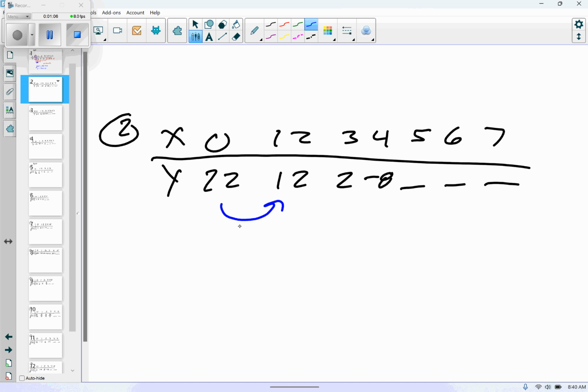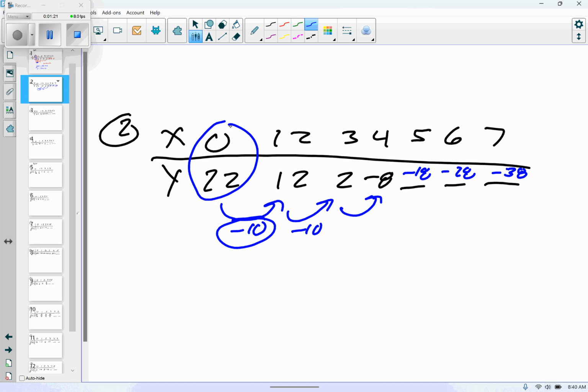This one also appears to be arithmetic. It looks like I'm subtracting 10 each time. So that'd be negative 18, negative 28, negative 38. Okay. So again, I need to remember this. That's the common difference and the 0 term.